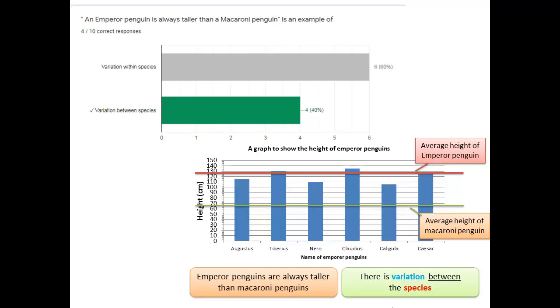Okay? Now, variation. Emperor and macaroni are two different species, so any variation that you compare between these two species of penguins will represent variation between species, okay?